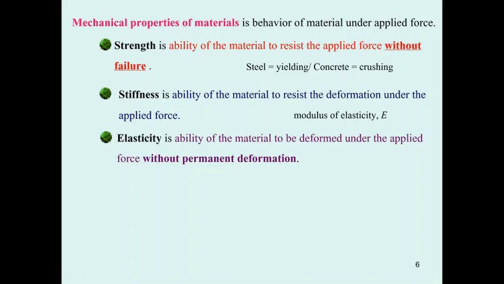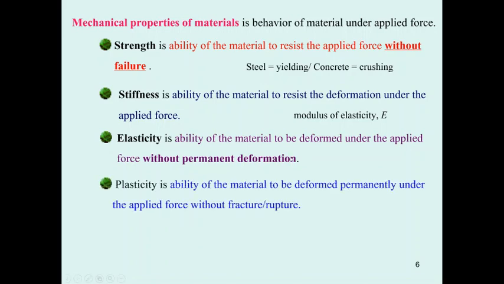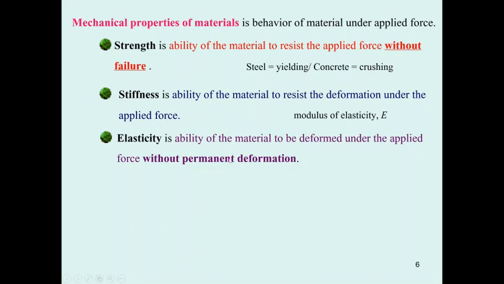Elasticity, you think about the rubber band. The rubber band can elongate significantly under force, and then when you release the force, it comes back to the original length. So the definition of elasticity is the ability of a material, such as a rubber band, to be deformed under the applied force without permanent deformation. Without permanent deformation. Okay, and it's also checked by the stress strain diagram.